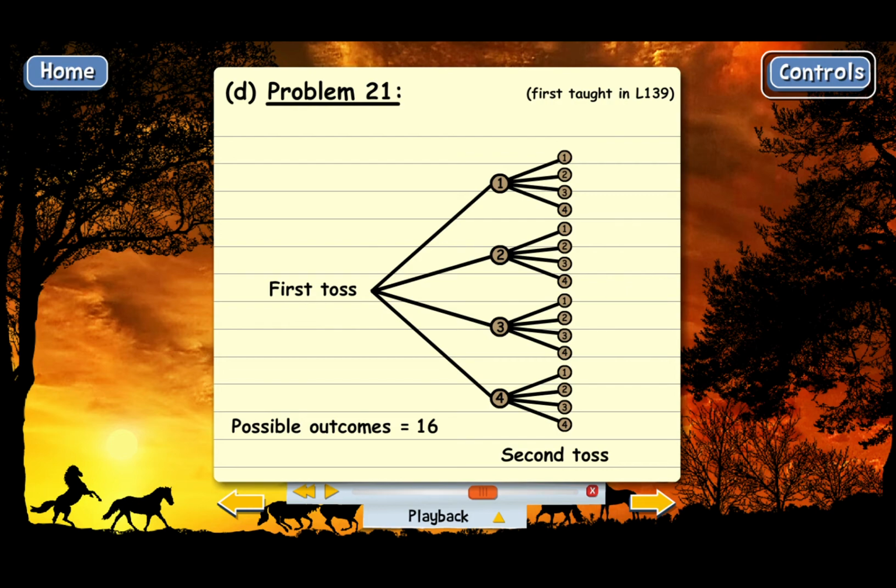For the number of favorable outcomes, we need to go through these 16 options and see how many of them are double twos. And there's actually only going to be one favorable outcome for this because there's only one way that we can have double twos. That's by rolling a 2 in the first toss and rolling a 2 in the second toss. So this tells us that the number of favorable outcomes is 1, and the total number of possible outcomes is 16.